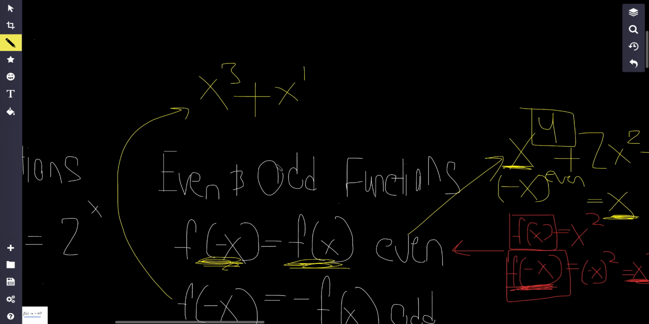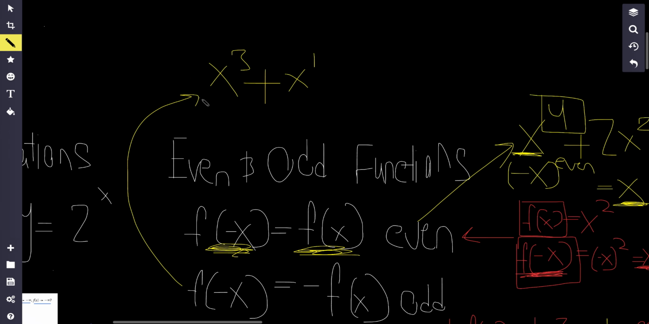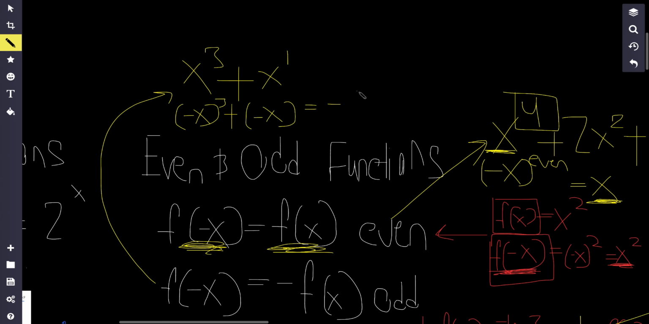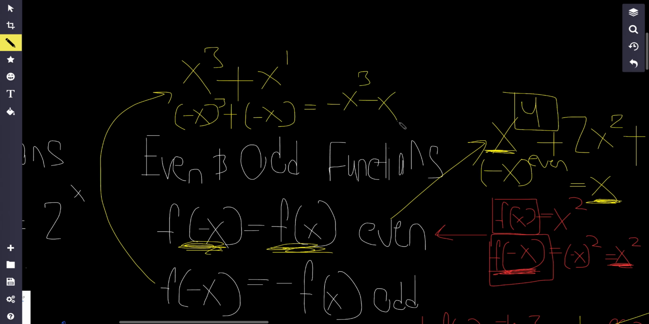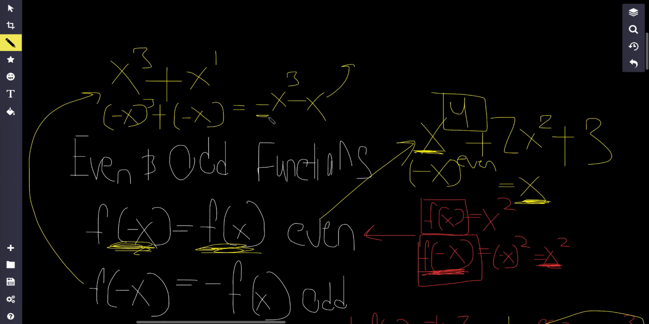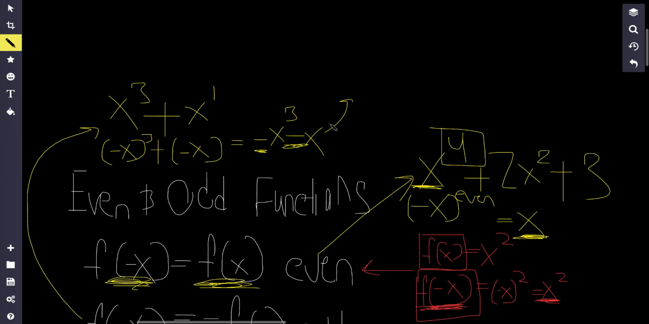And if you plug in negative x for x, you're going to get negative f of x if all the exponents are odd. Because, take a look at this function right over here. If I plug in negative x into this function, I get negative x to the third power plus negative x, which simplifies to negative x to the third power minus x. Notice how I can factor a -1 out of both terms. So I just get negative times x to the third power plus x.